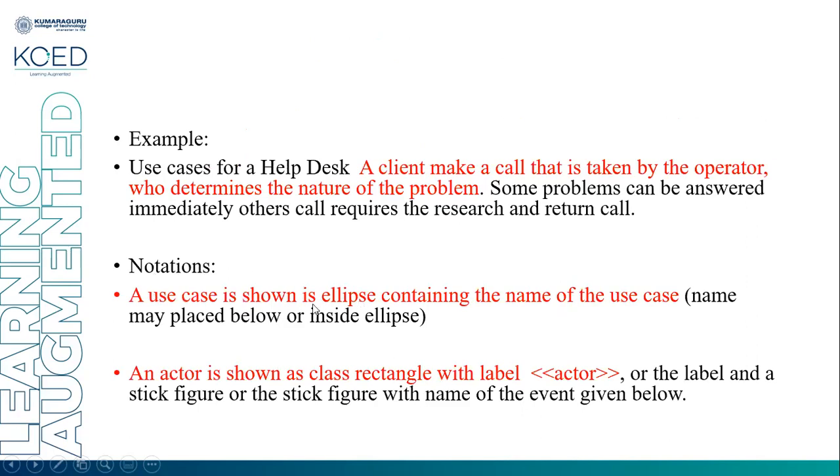Notation: a use case is shown as an ellipse containing the name of the use case. The name is placed below or inside the ellipse. An actor is shown as a class rectangle with the label actor.